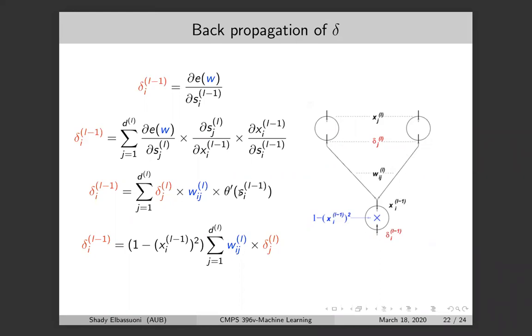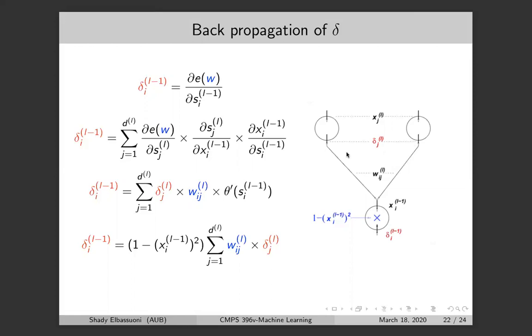So I get three things multiplied by each other. Theta dash of S_i of L minus 1 is basically nothing but 1 minus theta of S_i of L minus 1 squared. We've shown this in the previous slide. That's 1 minus X_i of L minus 1, all squared, because X_i of L minus 1 is theta of S_i of L minus 1. So I get this outside the summation. It doesn't depend on j. And I have a summation from j equals 1 to d of L, over the neurons in this layer, of W_ij of L times the gradient at these neurons.